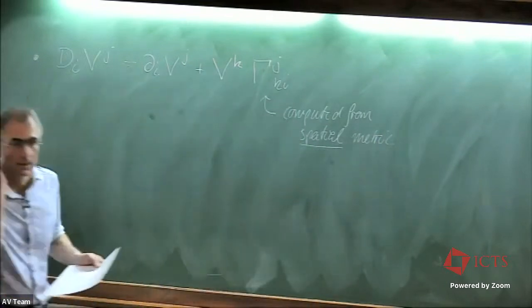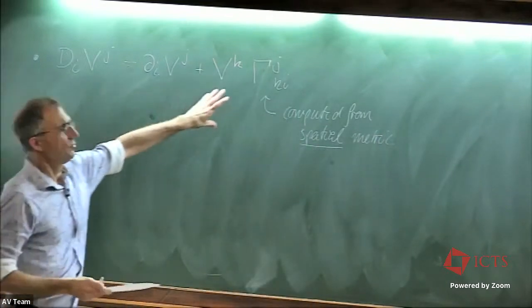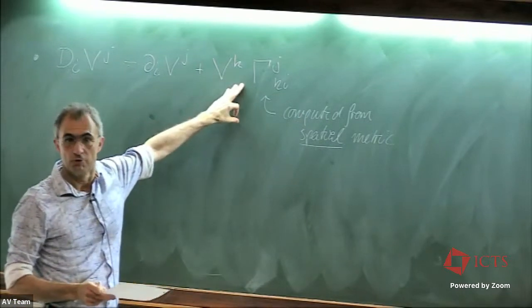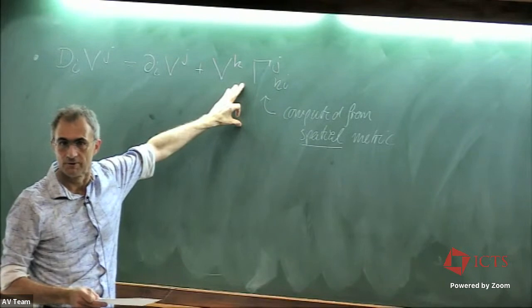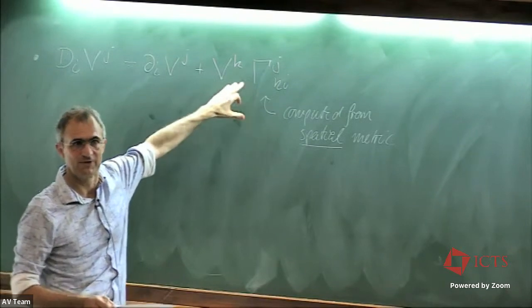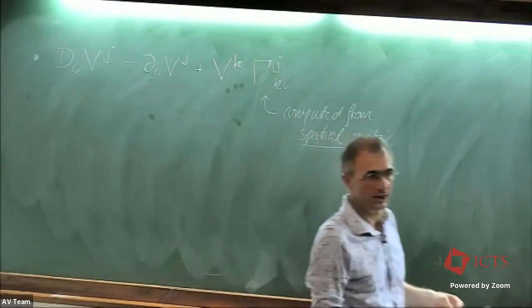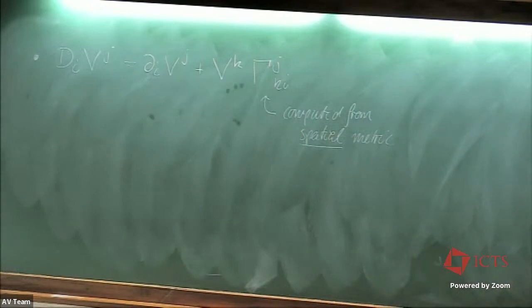Okay, and should you believe this? No, you should check it for yourself. In fact, I'll ask you to do that in the tutorial this afternoon. You can check it by computing it from the covariant derivative in 4D. Then you write the metric in terms of gammas and n's, and you'll see that all the normal vectors cancel out. Okay? And that leaves you with this.